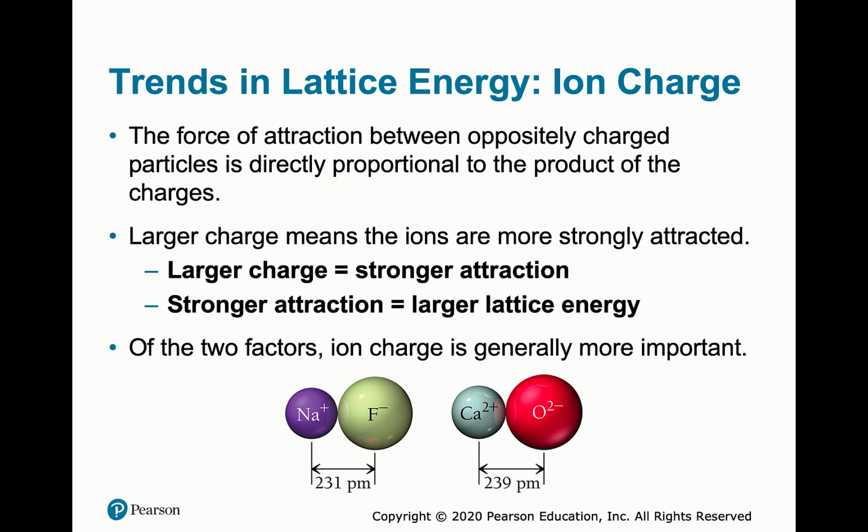Now the ion charge: the larger the charge, the larger the attraction. So if we have a bigger charge, there's going to be a much greater attraction. If you compare sodium fluoride to calcium oxide, we have +1, -1, and +2, -2, and they're about the same length between them. So it's a charge of one times a charge of two. From this, you would expect calcium oxide to be 4 times stronger than sodium fluoride. And in this case, this is close to the truth. Of these factors, the ion charge is usually the more important factor.